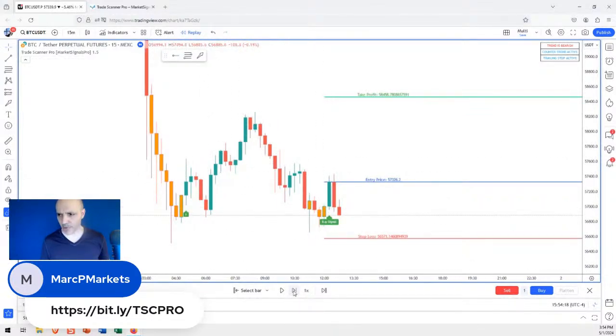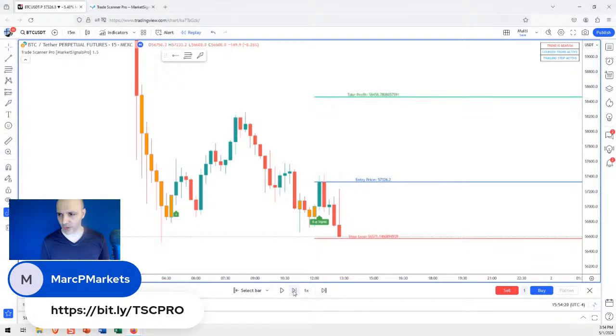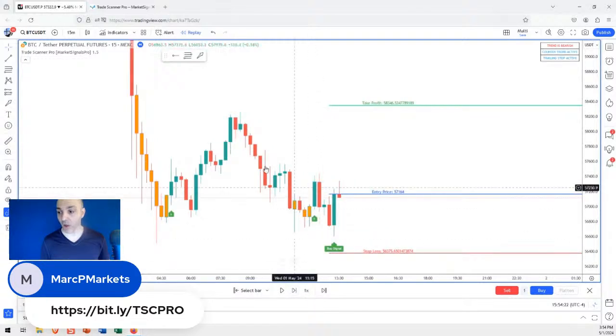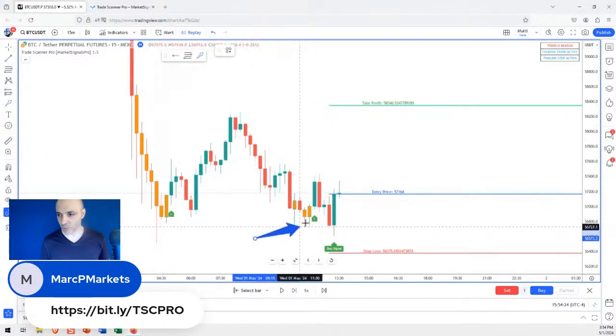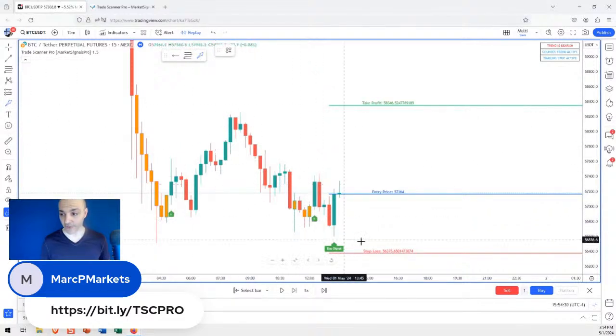Now let's just play a couple of bars forward. Let's see what's going on here. Does this one stop out? Oh, look at this. So that was this trade over here. See that one? That one stopped out, obviously. This is a 15-minute chart, so these bars are taking 15 minutes.